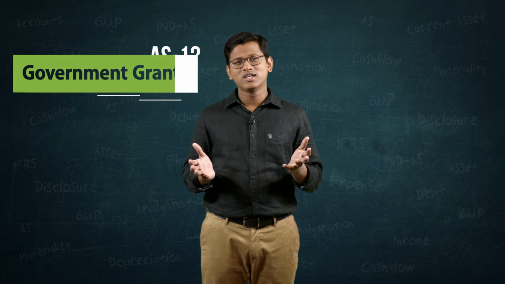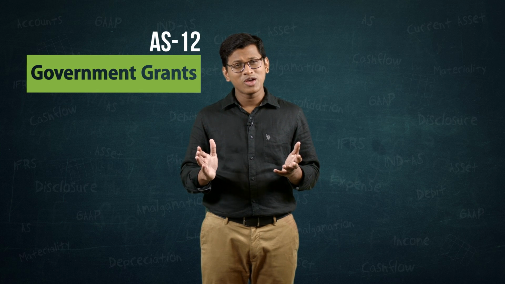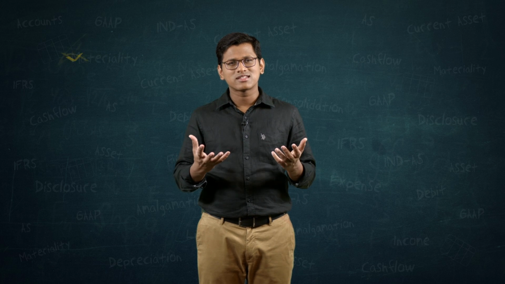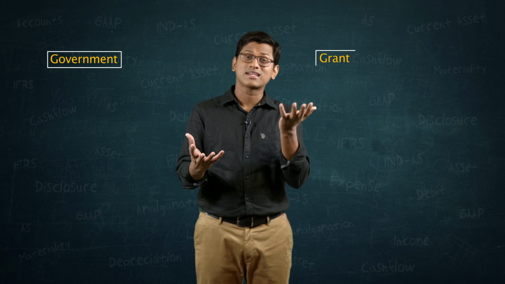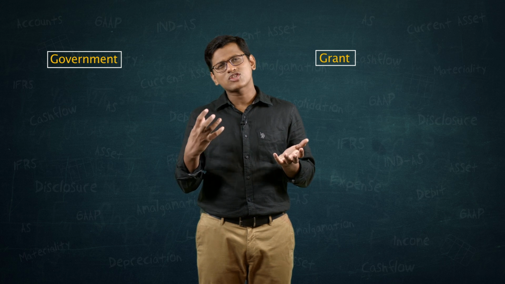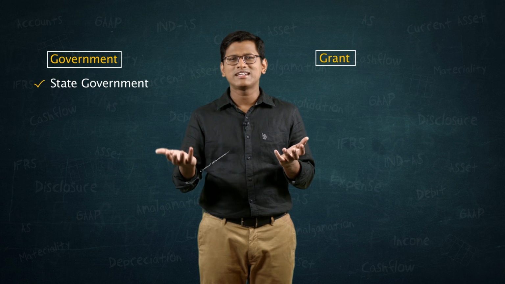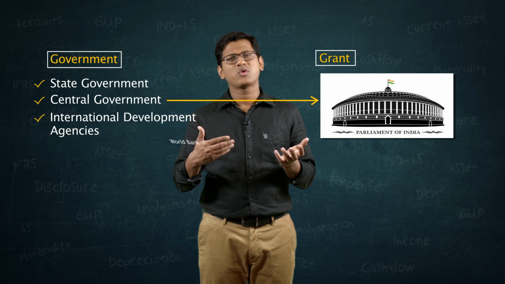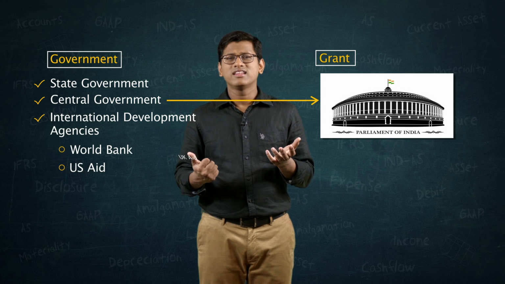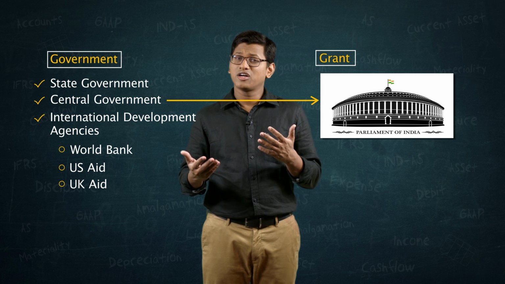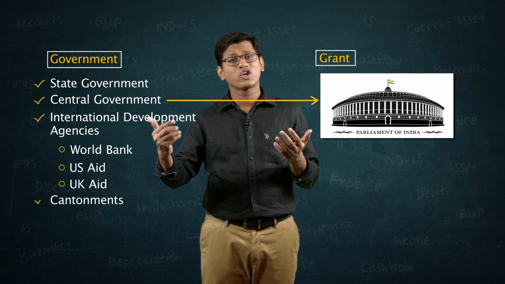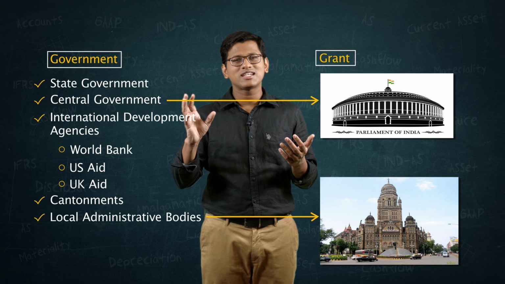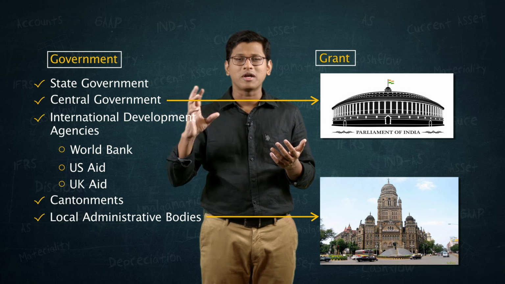Friends, today we are going to learn about Accounting Standard 12 on government grants. Let's first understand what that word means. Government, and then the other word is grant. Government in this context refers to state government, central government, any international development agency like the World Bank or US Aid or UK Aid. Then you may also have cantonments or local administration bodies. So all these come under that broad definition of government.